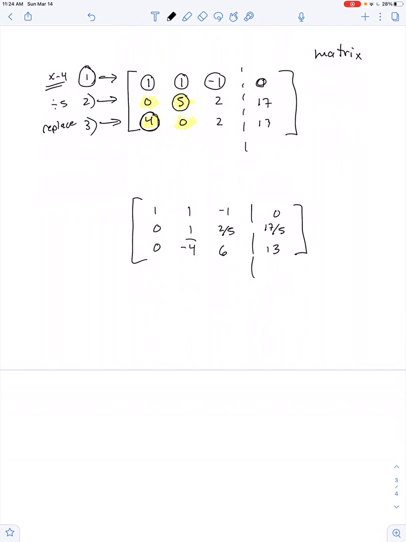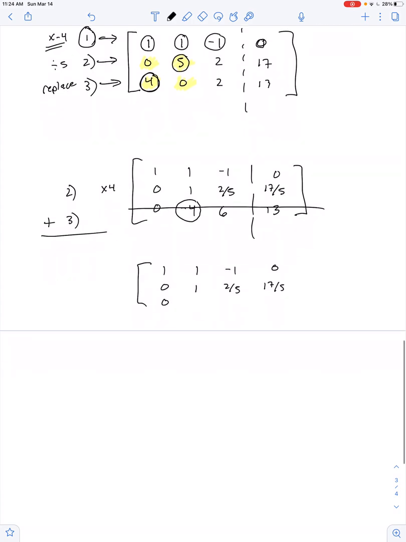And you know what? I'd also like it if this was a 0. So what do I do? Well, I can multiply line number 2 by 4 and then add that to line number 3 as a way to replace line number 3. So 1, 1, negative 1, 0, 0, 1, 2 fifths, 17 fifths, 0, right?